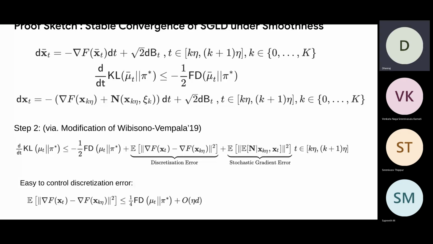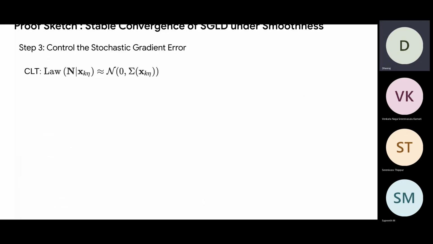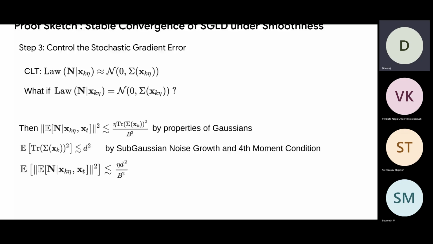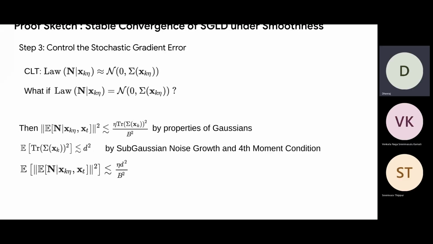However, now we are left to control the stochastic gradient error. So this is the main part. The CLT says that the noise n given x_k, eta is sigma of x_k, eta. What if it was exactly Gaussian? Then we can use the properties of Gaussians. You can know the exact conditional distribution of Gaussians, and we can show that this property holds: expectation of n given x_k, eta, x_t is less than or equal to eta trace of sigma of x_k squared by b squared. That is where this b squared comes from, because of this Gaussian approximation.